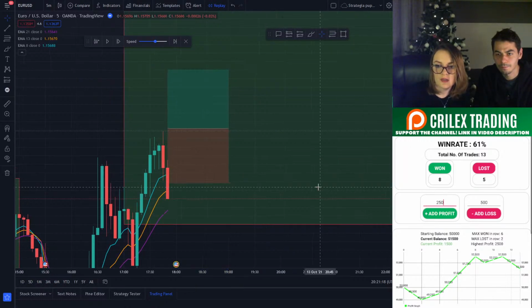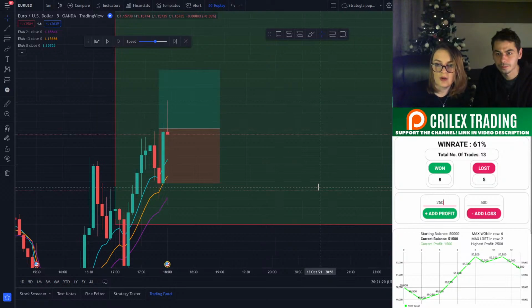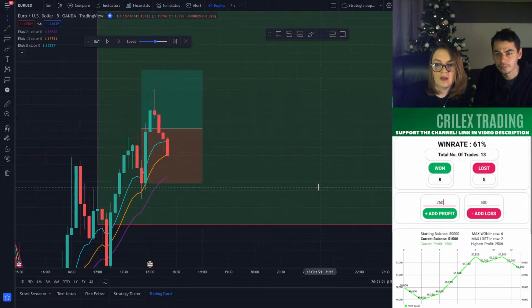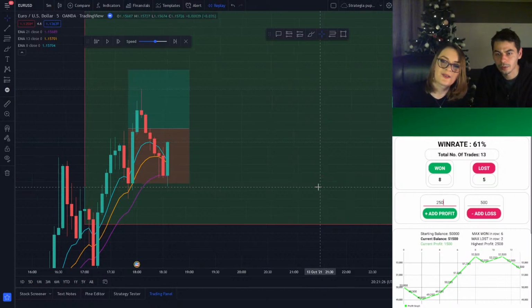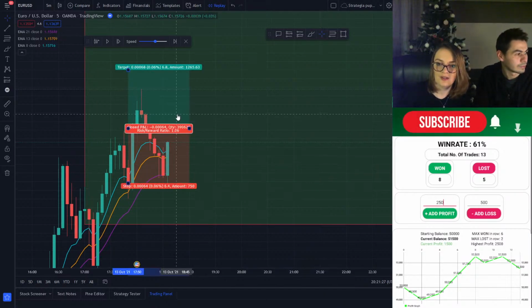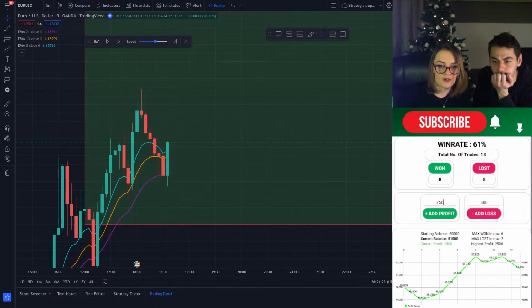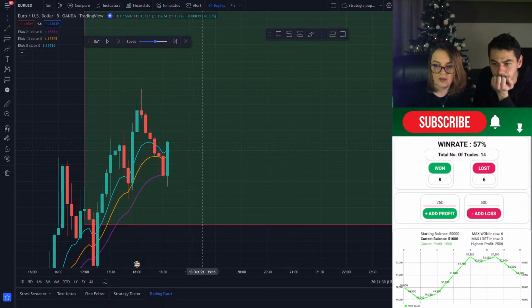1-to-1 is set. Let's see if we get triggered. So we are now in this position. Actually, we are again in drawdown. We are out. We are out again. This is the 3rd loss in a row on the 13th of October. Yeah, 13th.